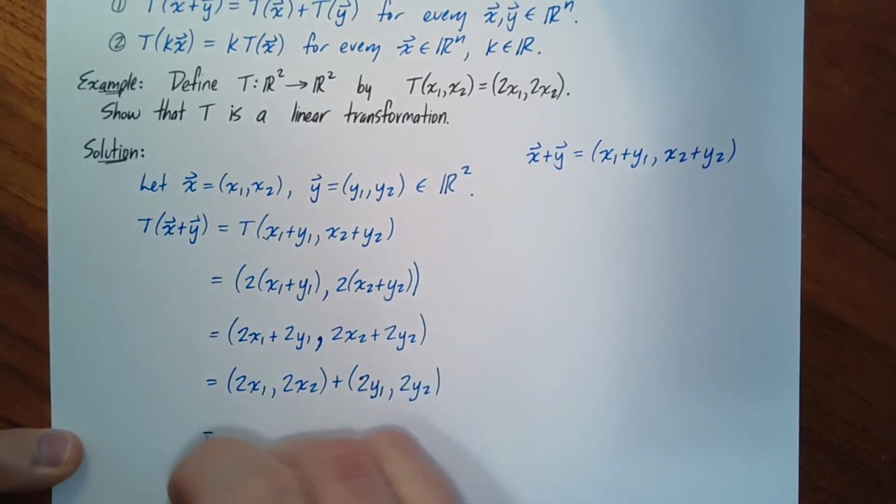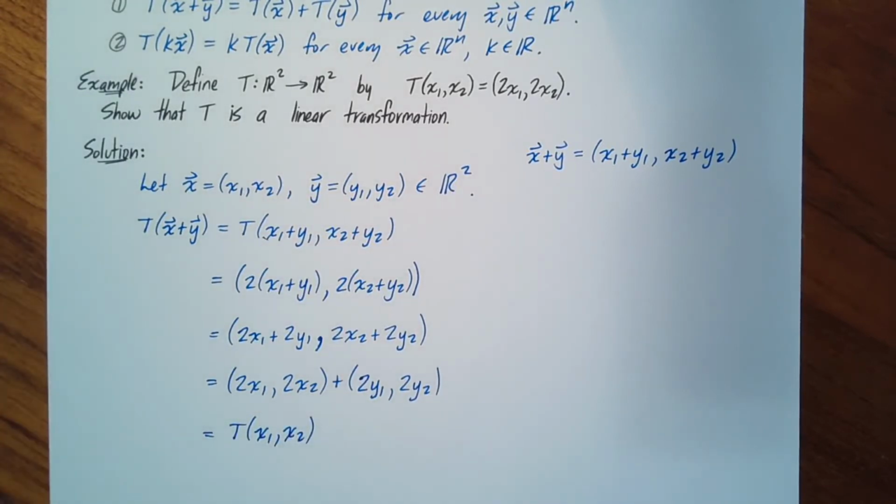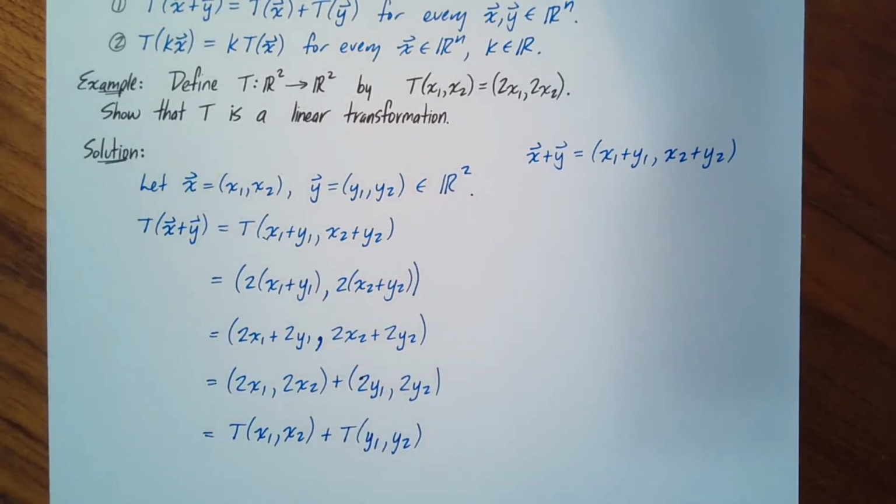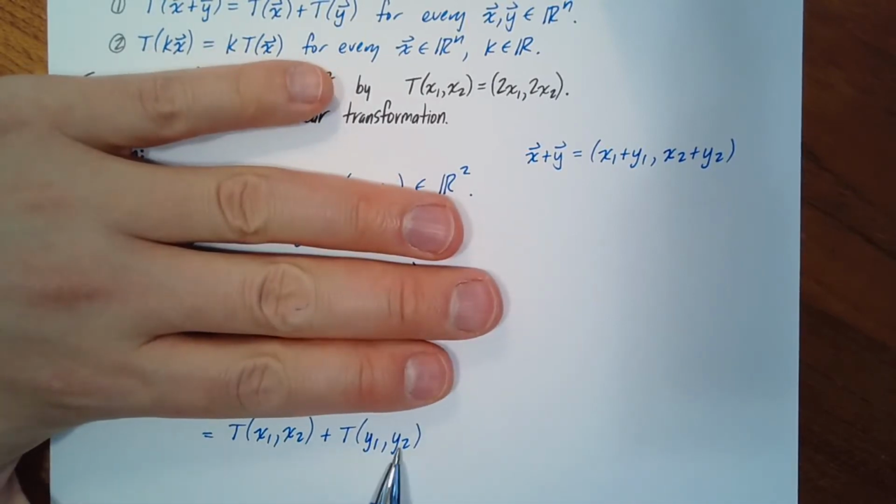So this is t of x1, x2. What about this one? 2y1, 2y2. Well, my claim to you is that this is t of y1, y2. And why is that the case? Well, ask yourself, how would you work this out?